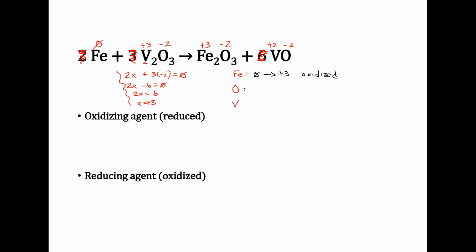Oxygen in the reactant started with -2, and then in both places that oxygen is found in the products, it still has an oxidation number of -2. So there is no transfer of electrons here. And then finally for vanadium, vanadium started out with a +3 oxidation number, and it ended with a +2 oxidation number. So even though both of these are positive values, it's still decreasing. It's becoming more negative, so it was reduced.